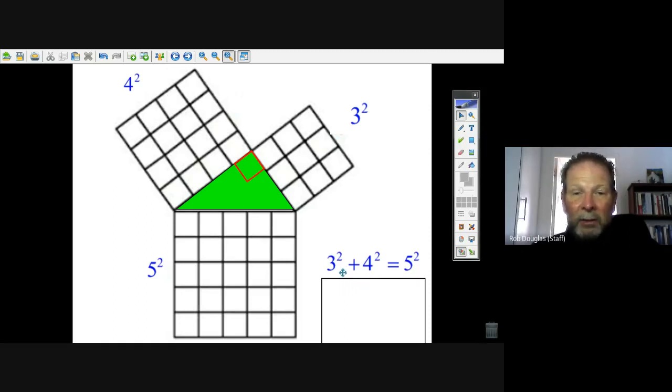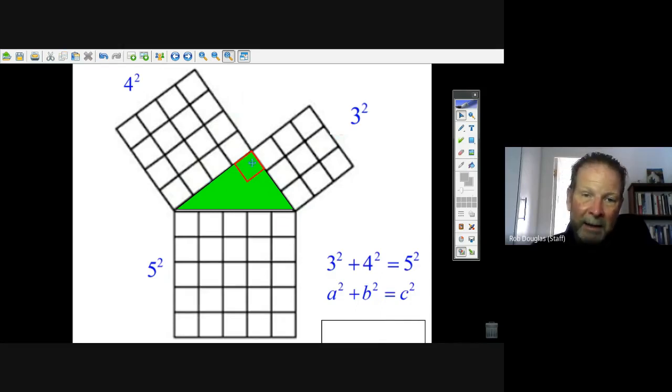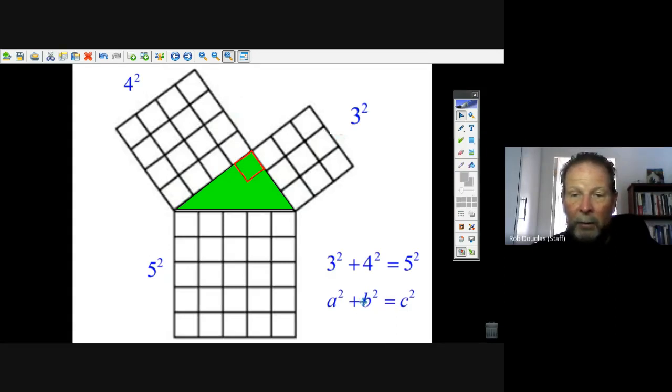But it doesn't just work for the triangle 3, 4, and 5. It works for any right angle triangle. A and B are the sides next to the right angle. They will square. Those 2 small squares will equal the long side squared. And that's Pythagoras. And there it is, the Pythagorean theorem. If you've got a right angle triangle, the 2 small sides squared next to the right angle will equal the square of what we call the hypotenuse, the long side.